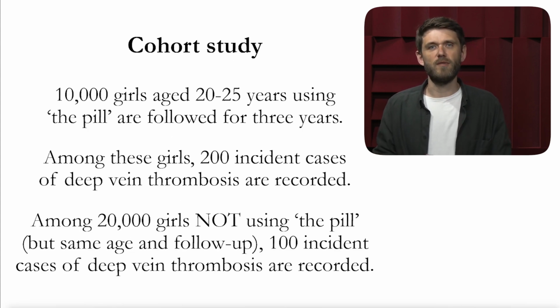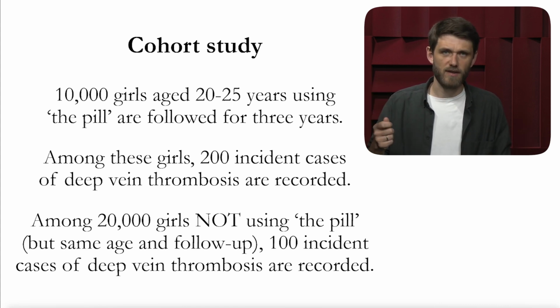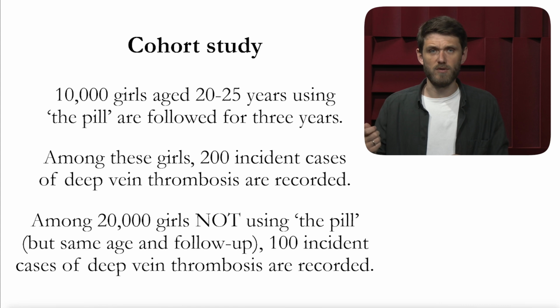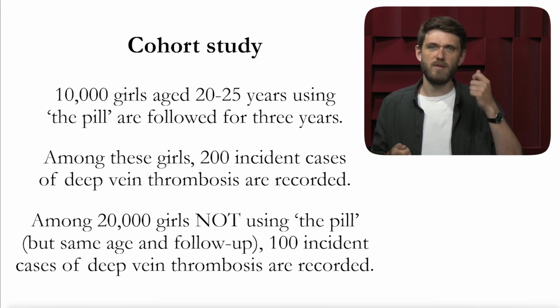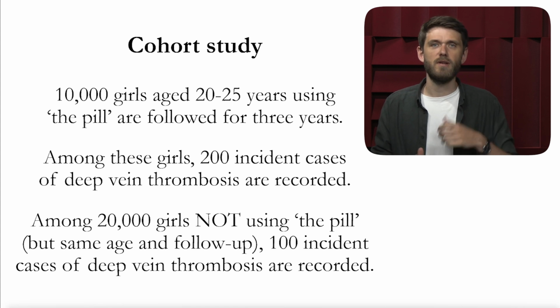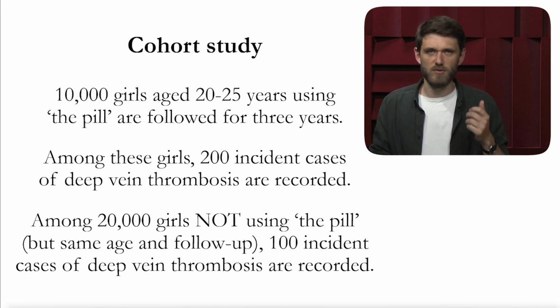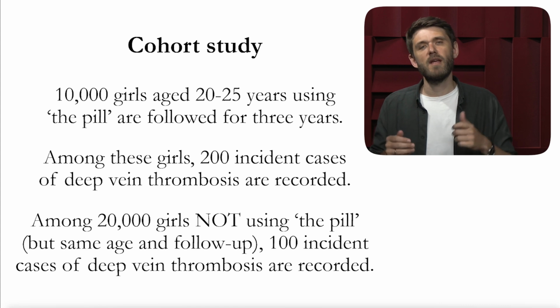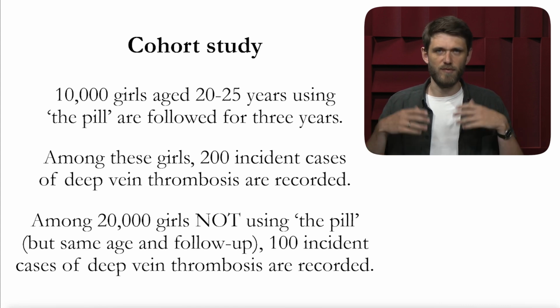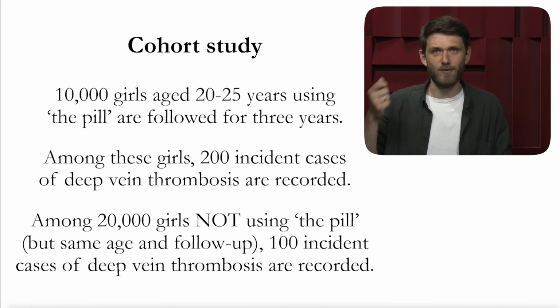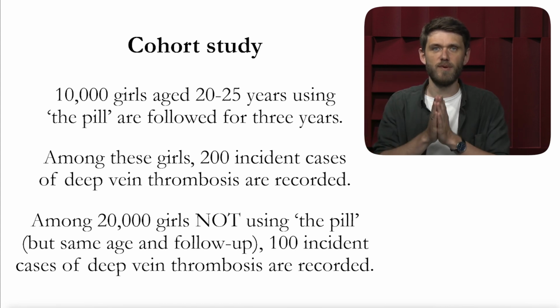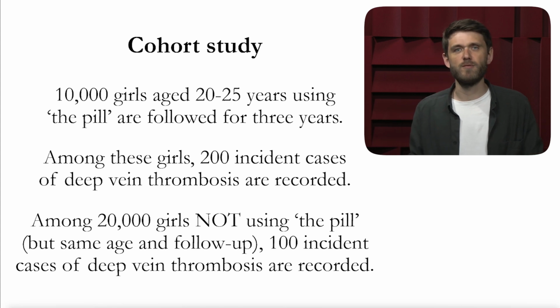We have already covered this example where we look at a cohort study: 10,000 girls using oral contraceptives followed for 3 years, and we see 200 outcomes. In another cohort, we have 20,000 girls not using oral contraceptives, and we see 100 outcomes. And from the follow-up, we identify the number of events and incidence rates in the two groups and compare them as incidence rate ratios.